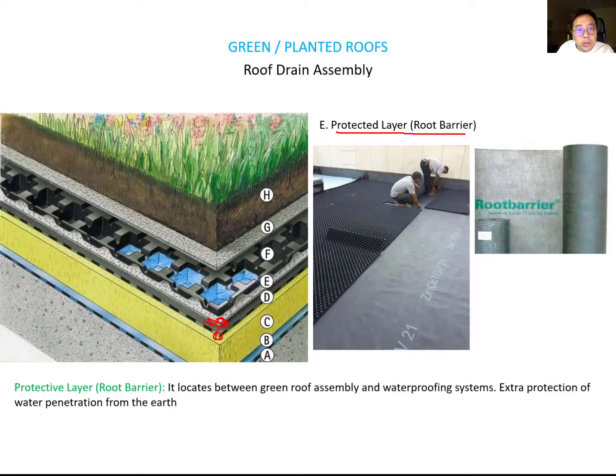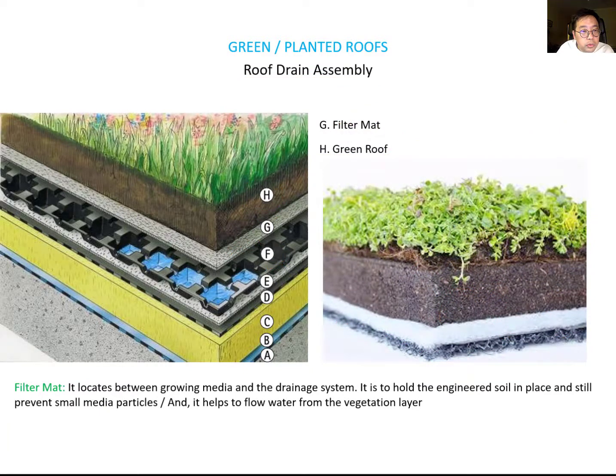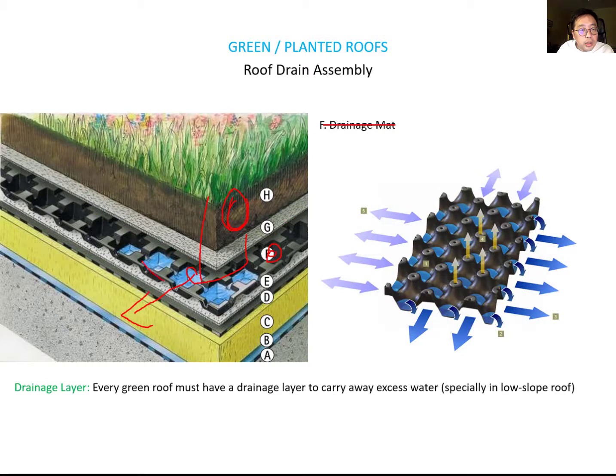Okay, so let's go over these three layers one more time. I can erase everything. First, you have earth here, and below the earth you need a filter mat. What is the function of the filter mat? It holds engineered soil in place, and it also protects small media particles from the earth. And then you also need the drainage mat, which has this pattern, the plastic, and it collects the water from the earth, redirects it, and gets the water out of the place.